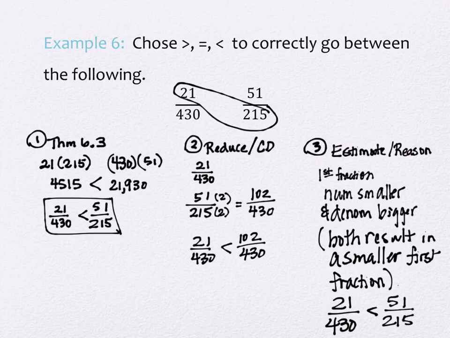You could also look at the 51 over 215 and say it's about 1/4. Right? It's kind of like having 50 on top and 200 on bottom. Well, 50 is about 1/4 of 200, right? So it's about 1/4. There's no way that 20 over 430 is about 1/4. It's a way smaller fraction. So that's another thought process on estimation here that could be used.